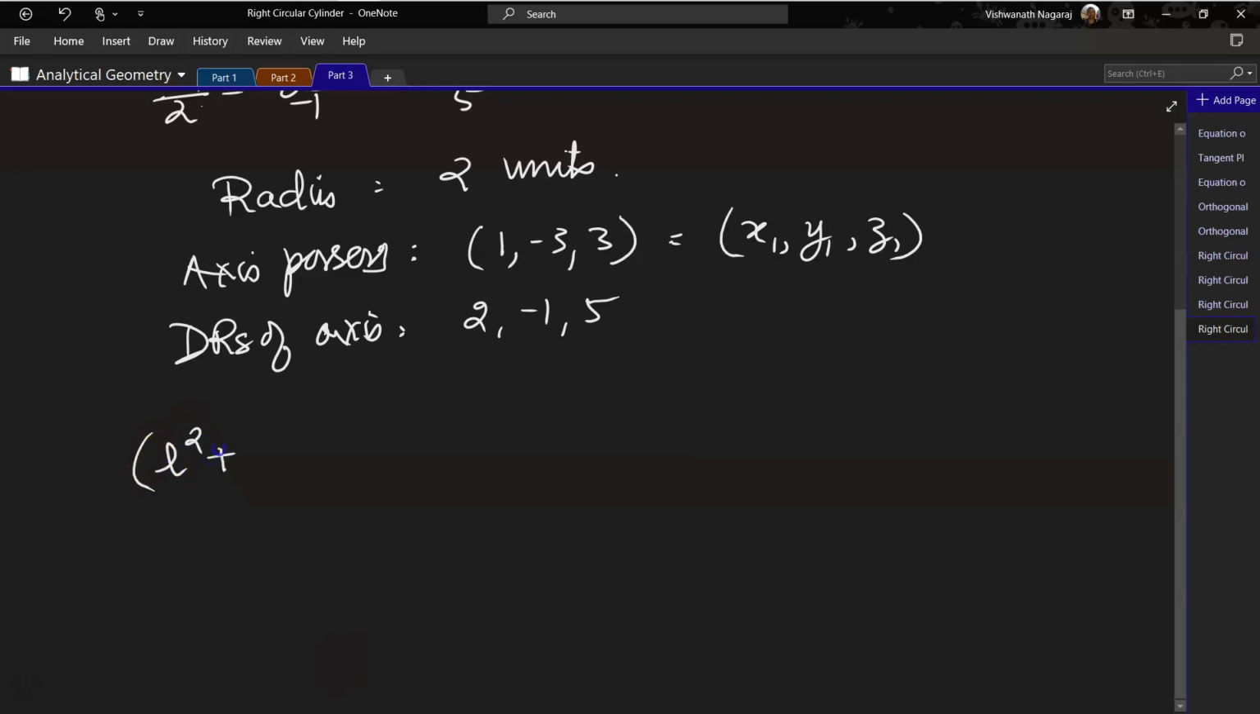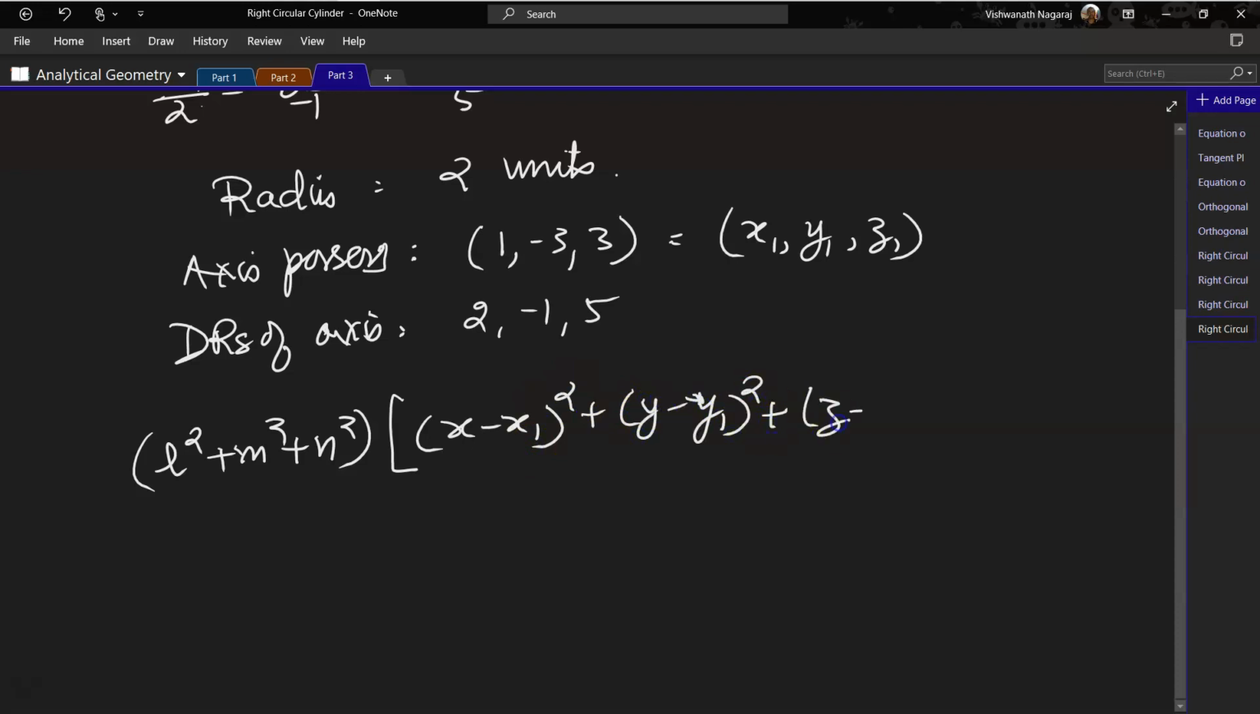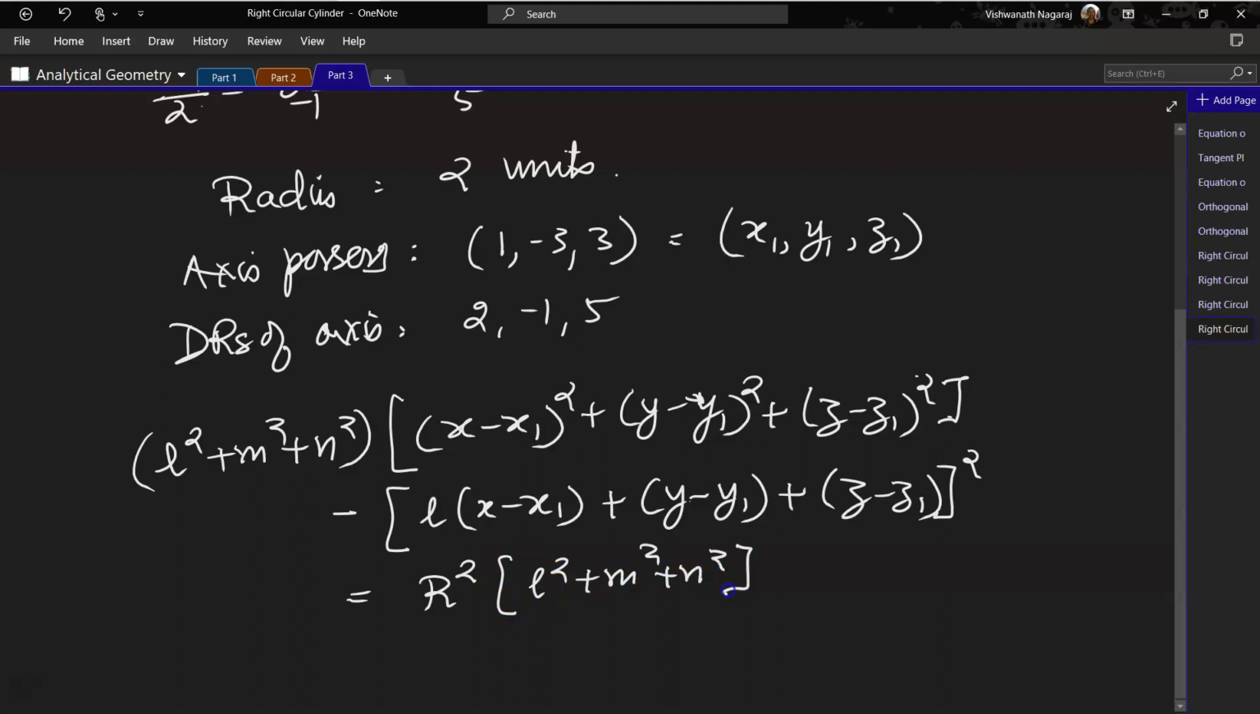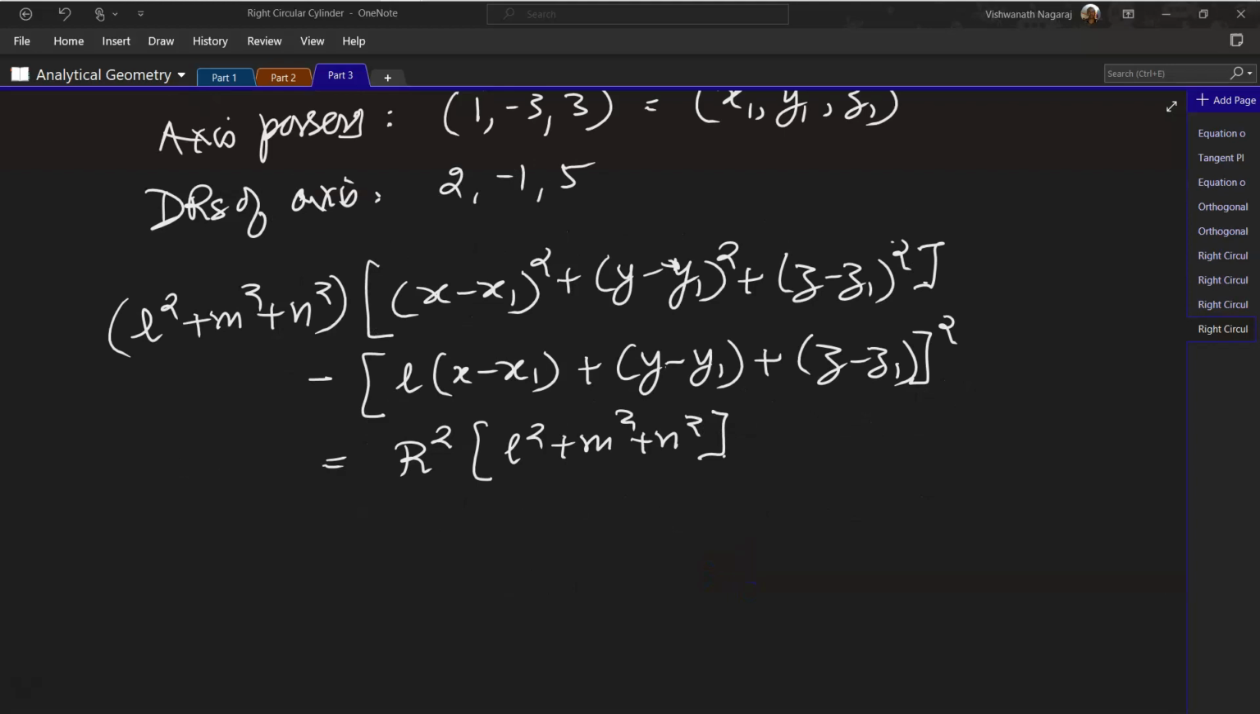We know the equation is (l square plus m square plus n square) times ((x minus x1) square plus (y minus y1) square plus (z minus z1) square) minus (l(x minus x1) plus m(y minus y1) plus n(z minus z1)) the whole square is equal to radius square times (l square plus m square plus n square). Okay, let's do the substitutions now.